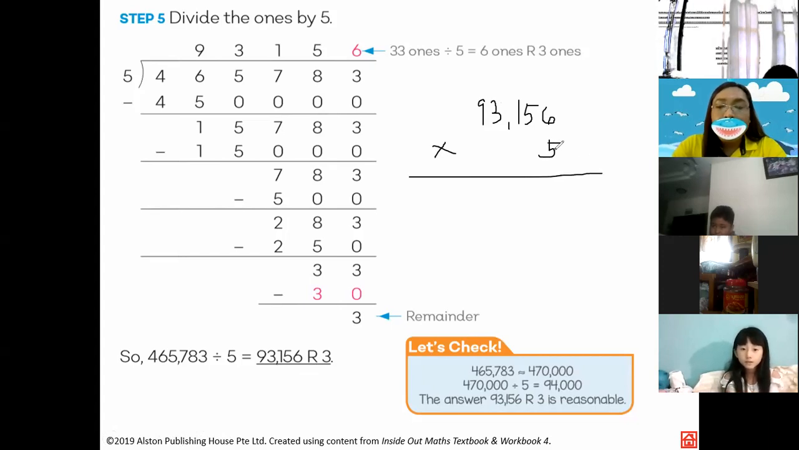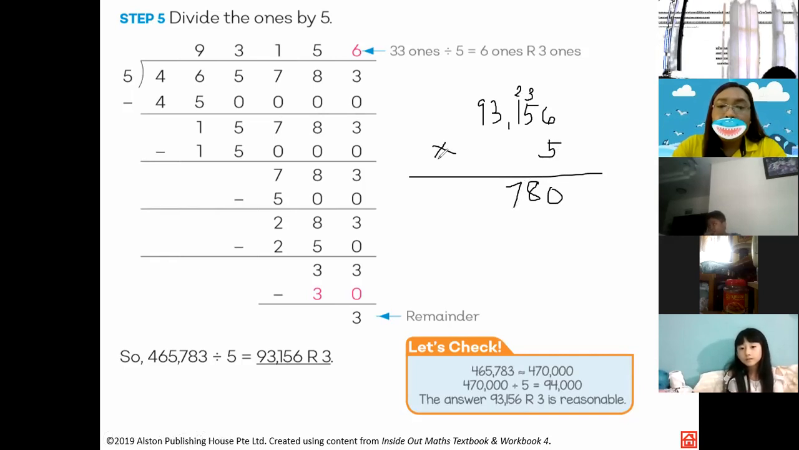Okay, now 5 multiplied by 6, that's 30. And then carry 3 over here. 5 times 5, that's 25, plus 3, 28. So carry 2 over here. And then 5 multiplied by 1, that's 5, plus 2, 7.